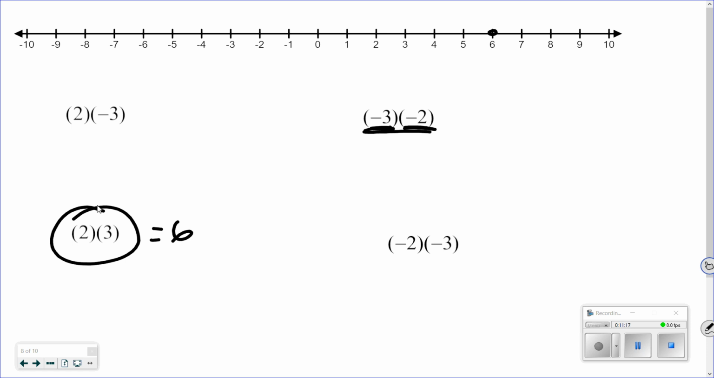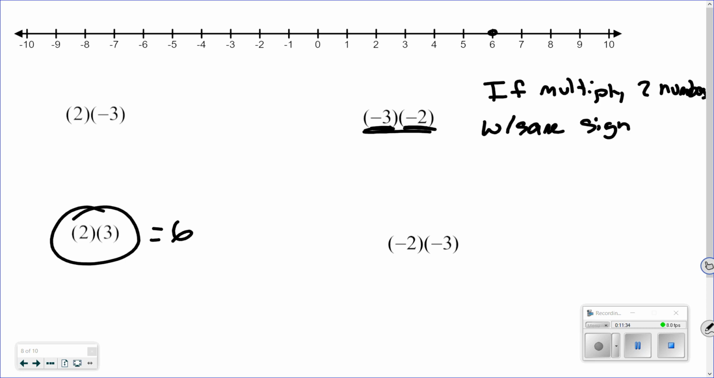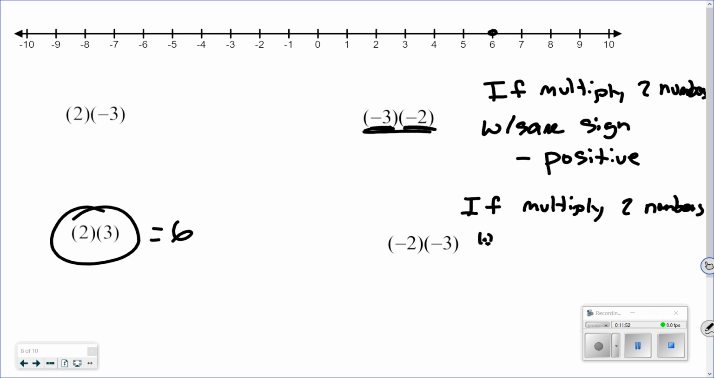So what you have to remember is this. Here's a summary of the rules. If you multiply 2 numbers with the same sign, then your answer is always going to be positive. Okay, if you multiply 2 numbers with opposite signs, then your answer is always going to be negative.